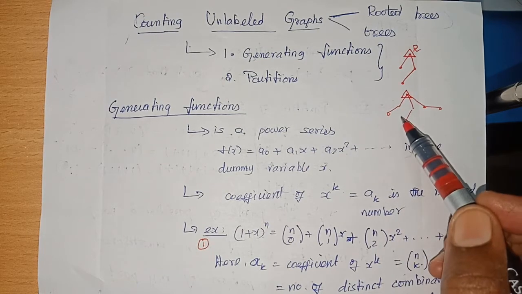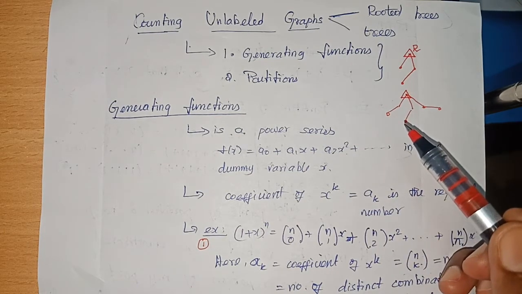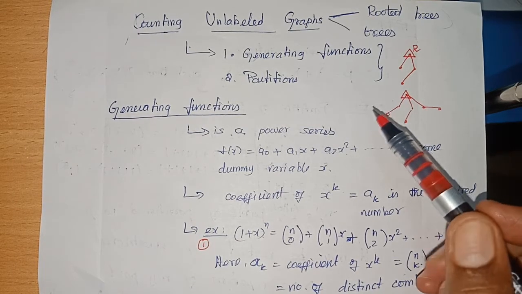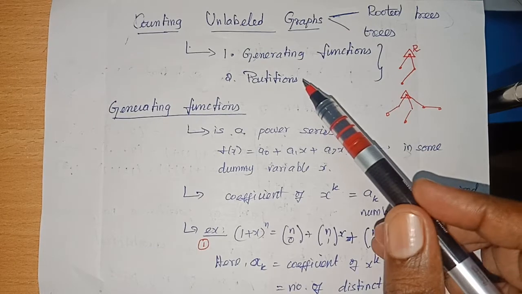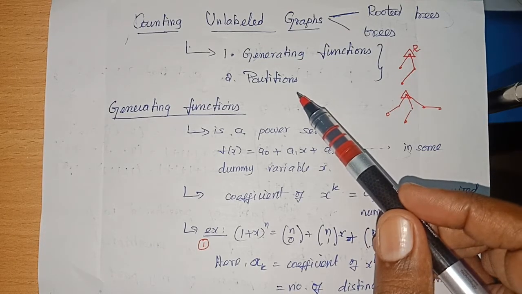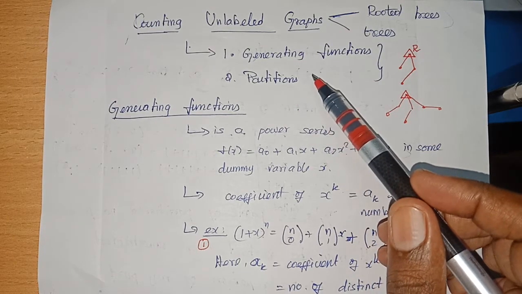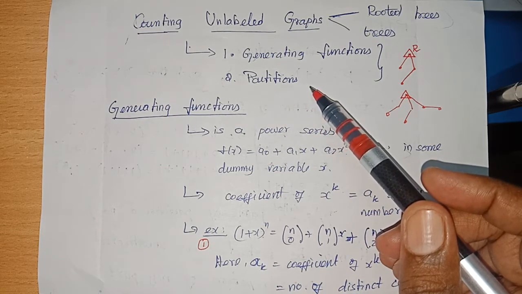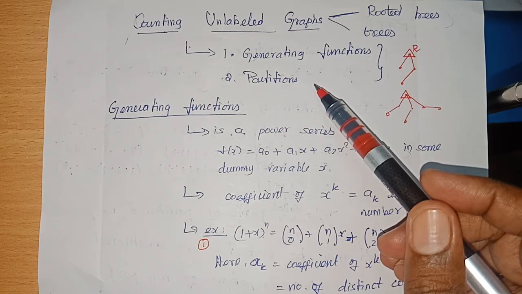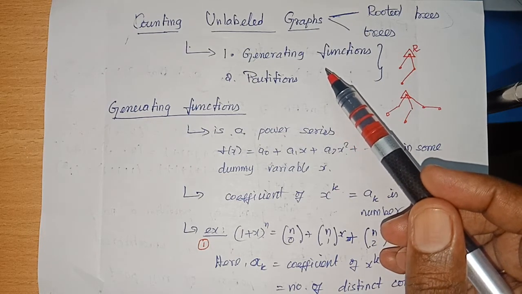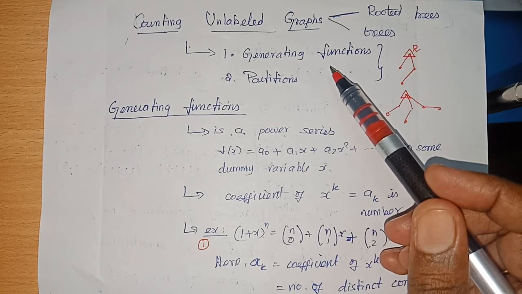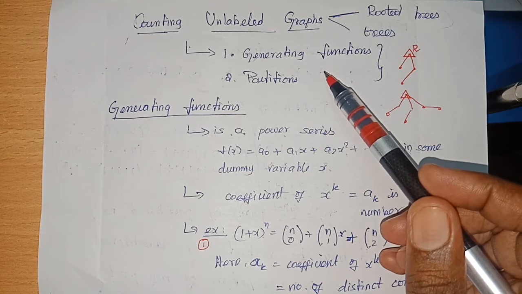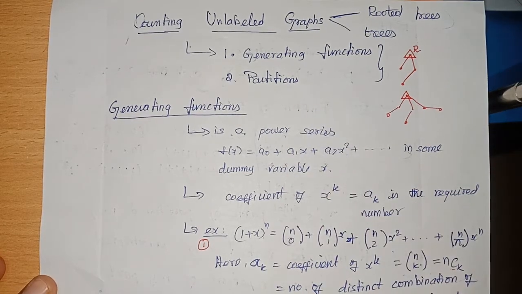So, we are going to find how many rooted trees are possible for a given n vertices. For that, we are going to make use of two concepts. One is generating function, another one partitions. By combining these two concepts, we are going to generate enumeration. Before moving on to the counting of unlabeled rooted trees, let us see the basic definitions of generating function and partitions.